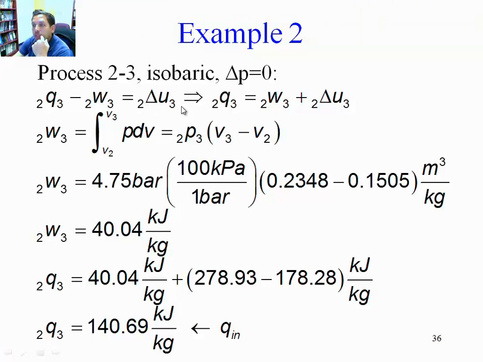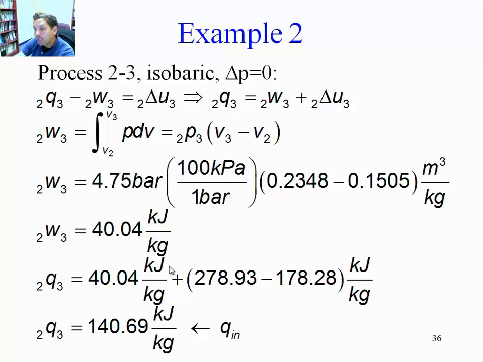Q from 2 to 3 is equal to delta U from 2 to 3 plus work from 2 to 3. Let's calculate the work. In an isobaric process, the pressure comes out. Work is equal to pressure times the change in volume. The pressure comes out of the integral directly. Pressure is 4.75 bar, which we can convert to kilopascals by multiplying times 100. Volume 3 minus volume 2, 0.2348 minus 0.1505. Work from 2 to 3 is 40.04. It's positive work.